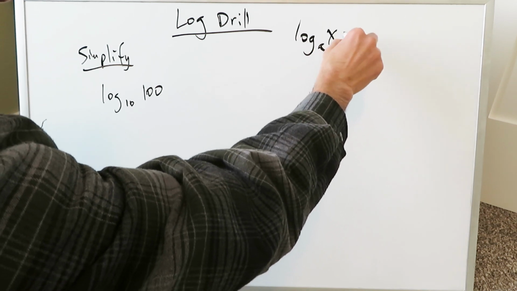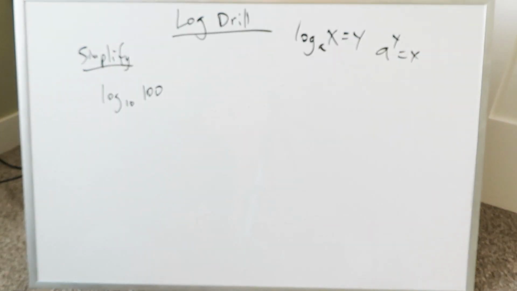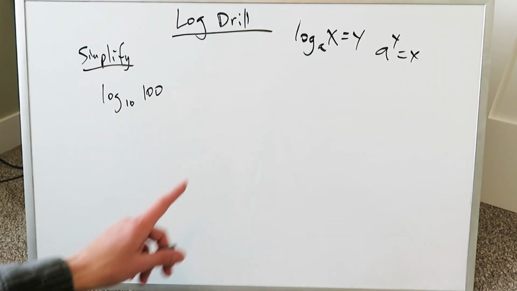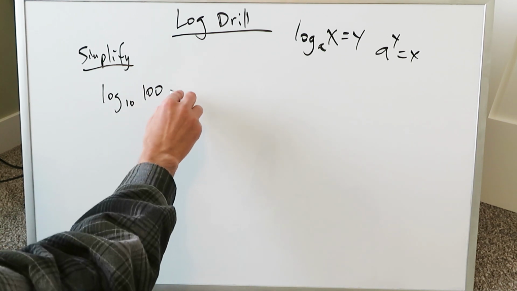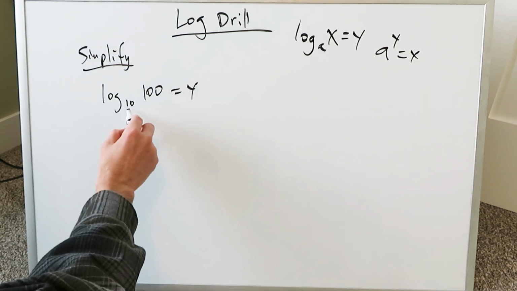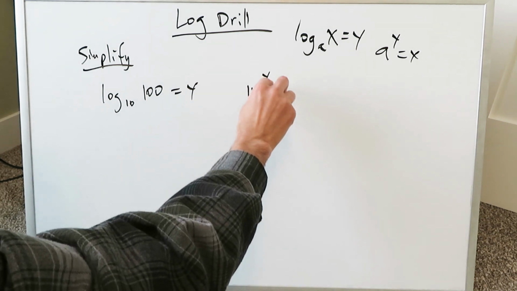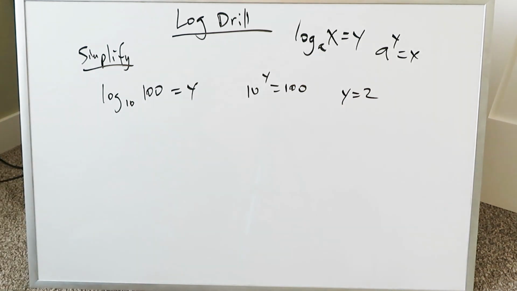Log base a, x is equal to y, and a to the y is equal to x. Converting a logarithmic into an exponential equation and or back. When you're looking here, log base 10, 100, everything equaling a y. Convert it into that exponential form, you have a, you have a y, you're looking at 10 to the y is equal to 100. Therefore, y must be equal to 2 and your answer is done.